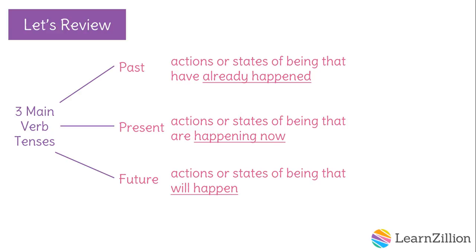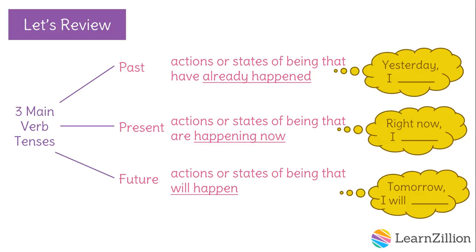In order to determine what tense a verb is in, I sometimes use a little trick. I'll say, yesterday I, right now I, tomorrow I will, and I'll fill in the verb in each statement. For example, I might say, yesterday I talked, right now I talk, tomorrow I will talk. I'm usually able to figure out the verb tense by determining which sounds correct.